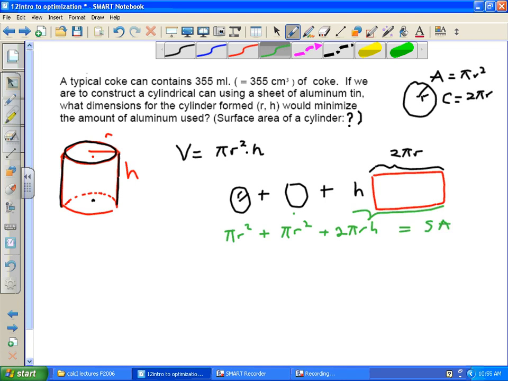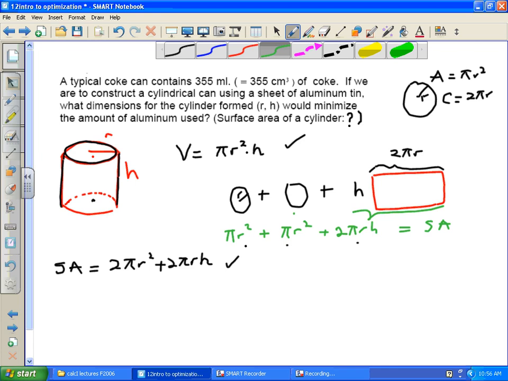So I'm going to rewrite it over here. Surface area of a can equals, simplify for me, pi r squared plus pi r squared, that is 2 pi r squared, plus this one, which is 2 pi r h. Okay. Now the question is, which one of these do you want to maximize or minimize? Would you read the question and tell me which one is my objective function?